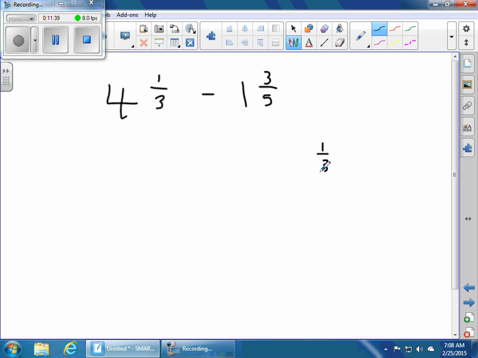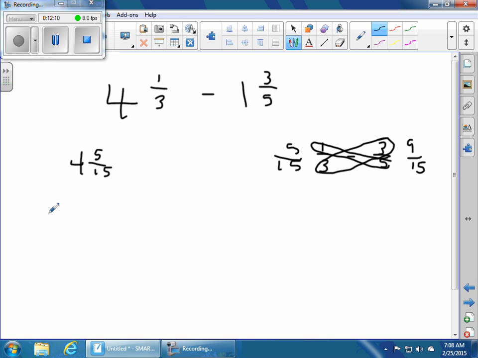I could come over here and I know that 3 times 5 gives me 15. 5 times 1 gives me 5. 3 times 3 gives me 9. So now I've got 4 and 5/15 minus 1 and 9/15.